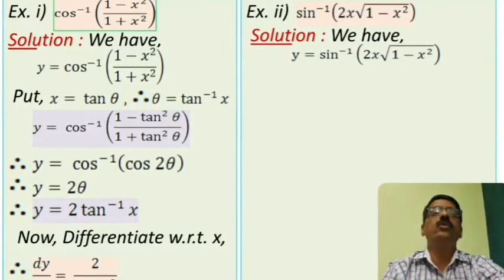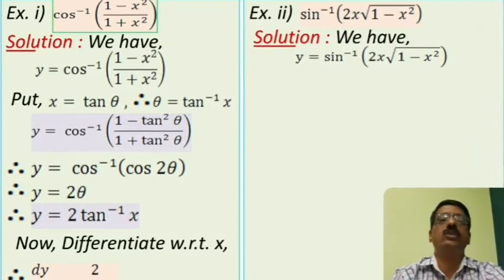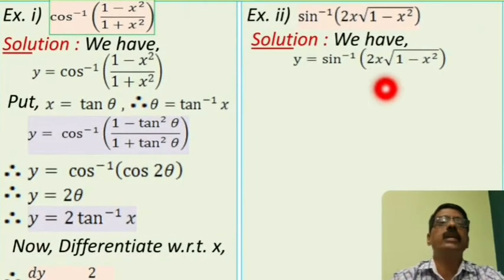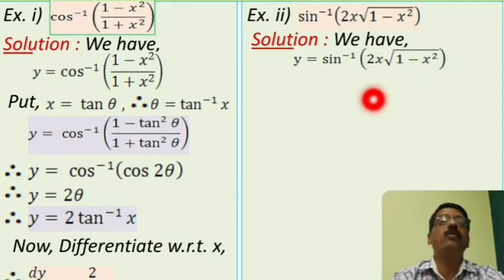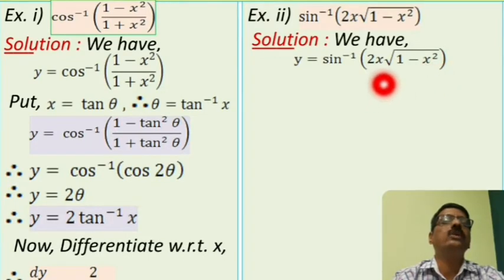Now here you have to use the substitution, because outside the bracket is a sin inverse function, and f(x) = 2x√(1 - x²) has to be converted in the form of sin θ. Which formula has to be used? Here if we substitute x = sin θ, then we get 2 sin θ √(1 - sin²θ), and 1 - sin²θ becomes cos²θ. Then we get 2 sin θ cos θ, and that is a known formula.